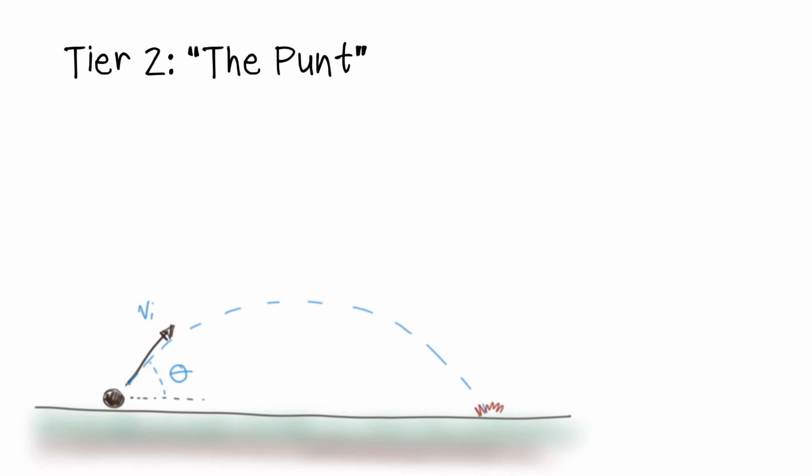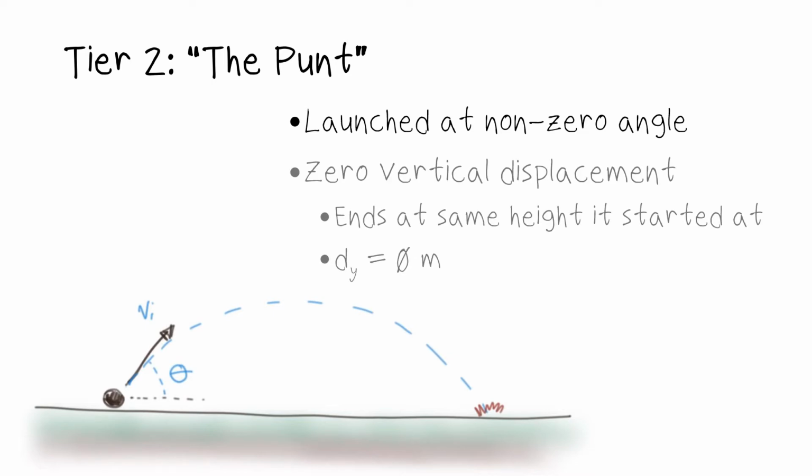Next up is Tier 2, what I call the punt, classically seen on a level playing field, and literally it's just like a football being punted. It goes into the air, it comes back down, and the key thing in order for this to happen is that we have to have a non-zero angle of launch, and because it's going to go up and then come down and end at the same height that it started at.